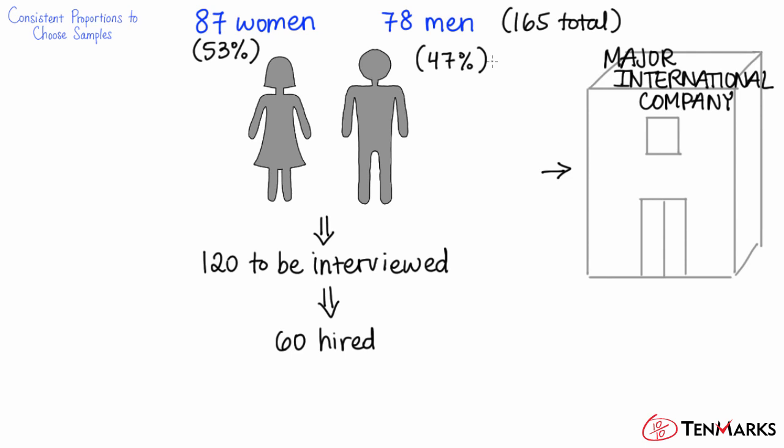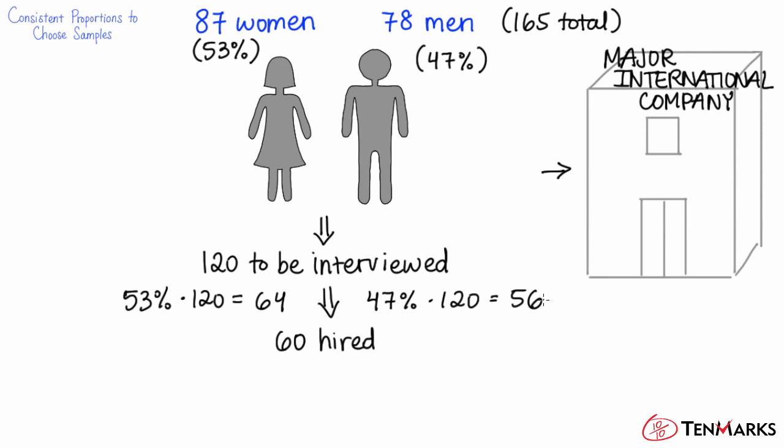So if 120 people are going to be invited to be interviewed, 53% of them should be women. So what's 53% times 120? This is 64. And then the rest would be men. You can do this by either subtracting 64 from 120, which is 56, or multiplying 47% times 120. Great, and then what about the number who are hired?